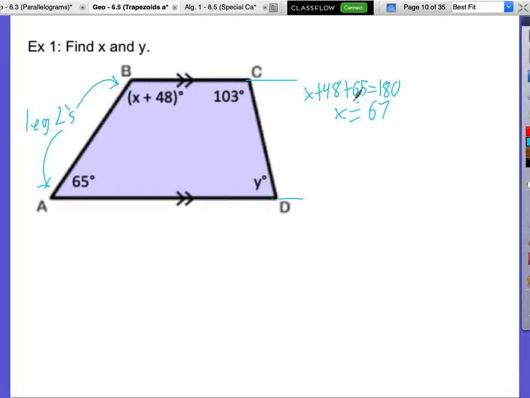67. Very good. How would we solve for y? Adrian. You take 103 plus y equals 180. Very good. And subtract 103, and you get 77. Very good.